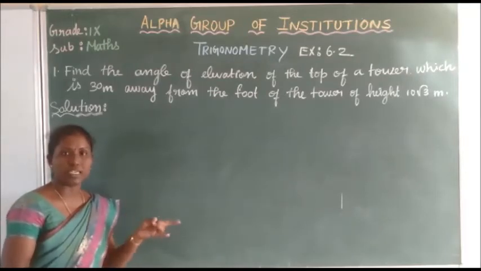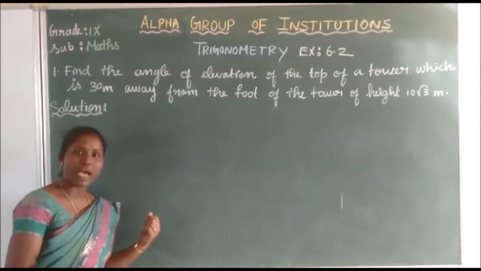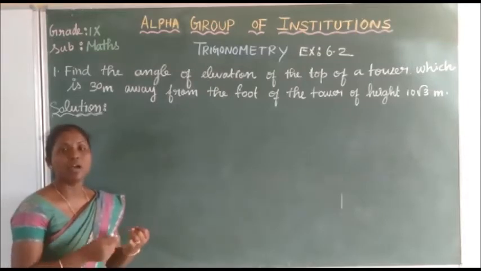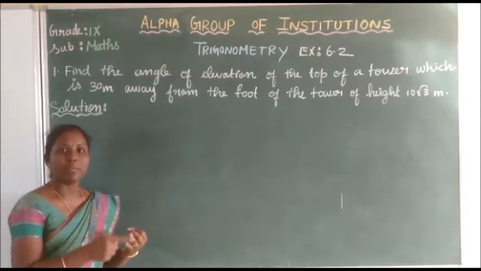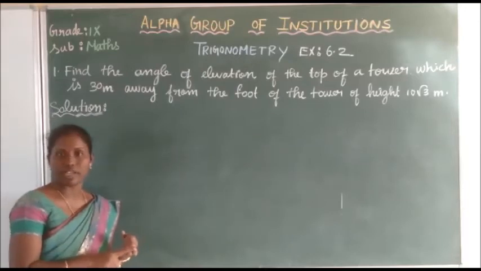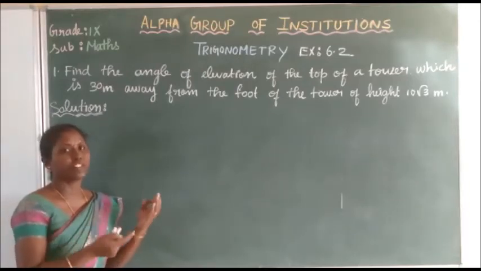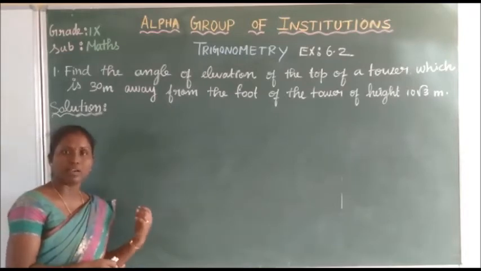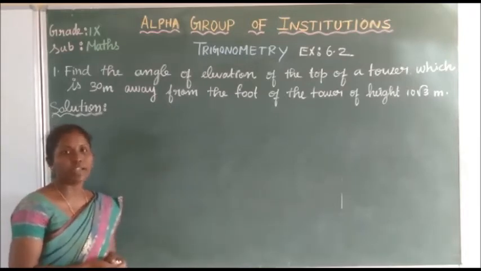Clearly, whatever the objects given or the angle of vision from where it is given, draw a rough diagram clearly and mark the given measures in the rough diagram. Then choose the appropriate trigonometric ratio which is possible here to solve and get the required answer.